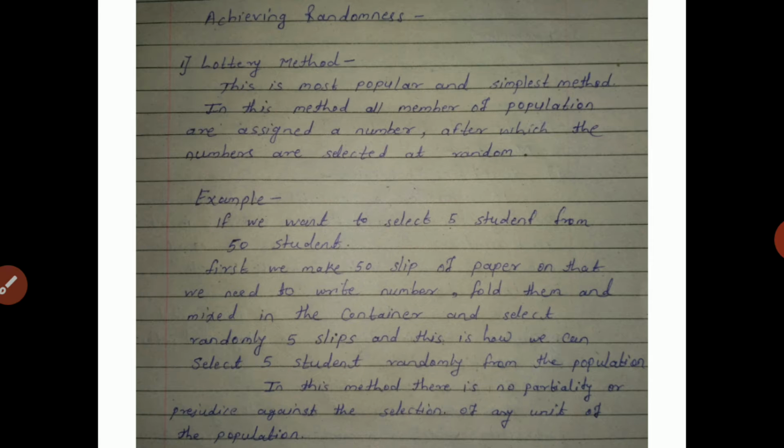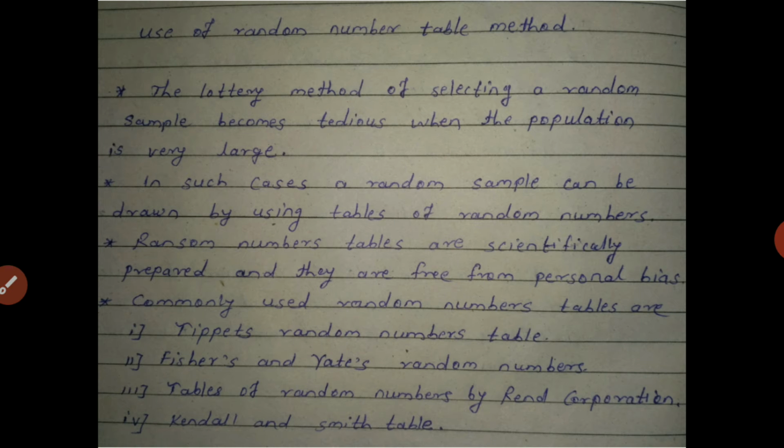In this method there is no partiality or prejudice against the selection of any unit of the population. So this is the simplest and the most popular method of random selection. Now we have a second type of random selection method, that is the use of a random number table.